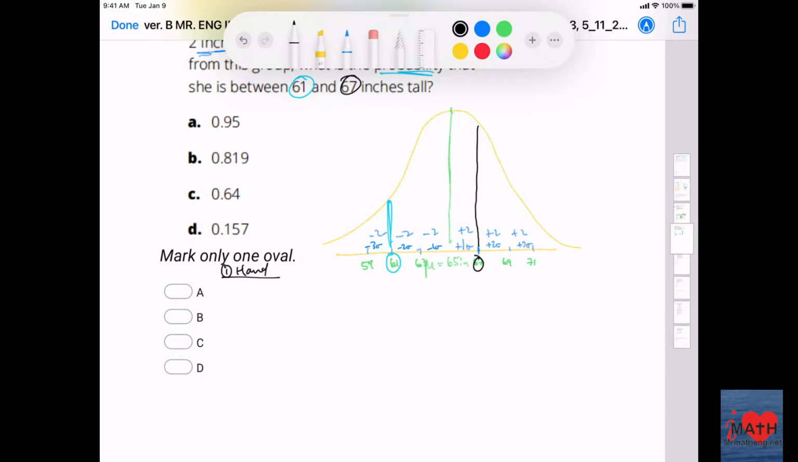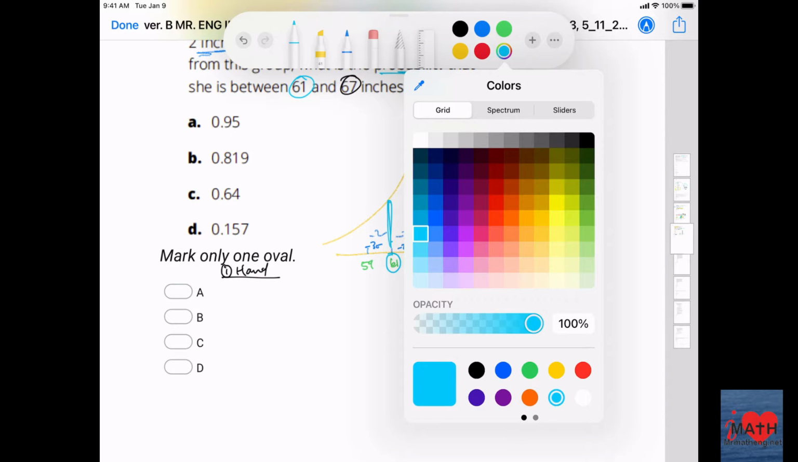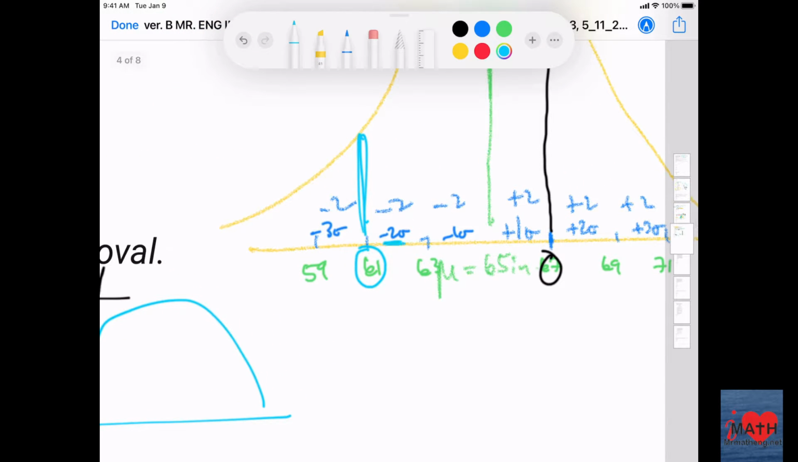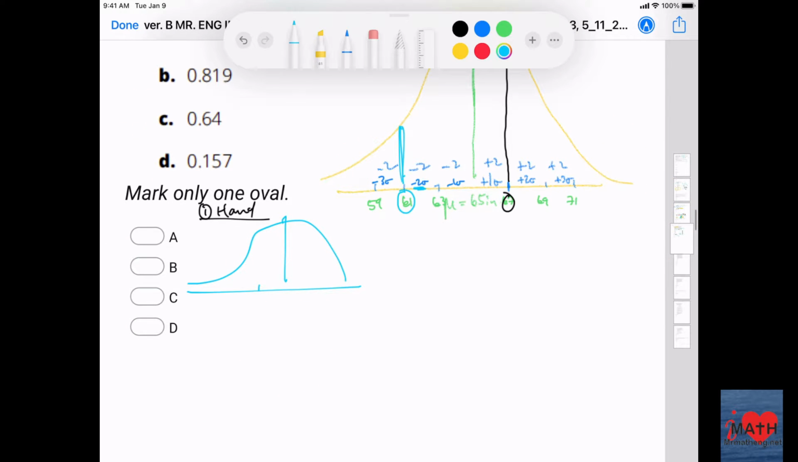Okay, so basically we want the area between the blue and the black. Okay, so if you do the blue, the light blue, and you do it from 2 standard deviations away. How do I know that? That's the 2 right here. Center, 1, 2 standard deviations. Remember, this blue area here, that represents 95% from the empirical rule, right?